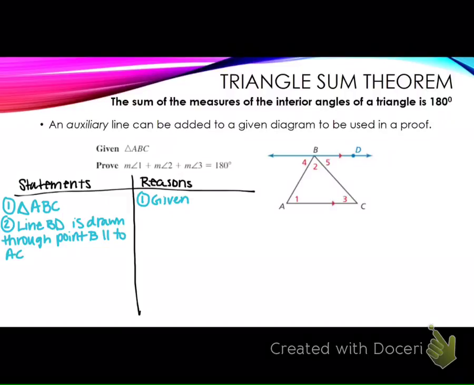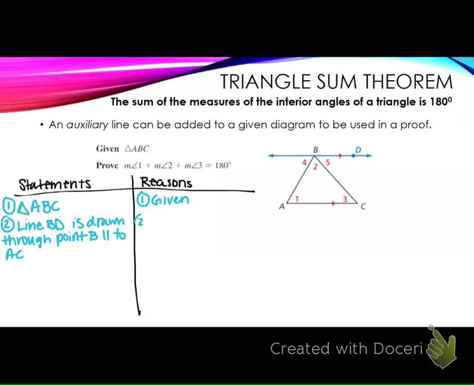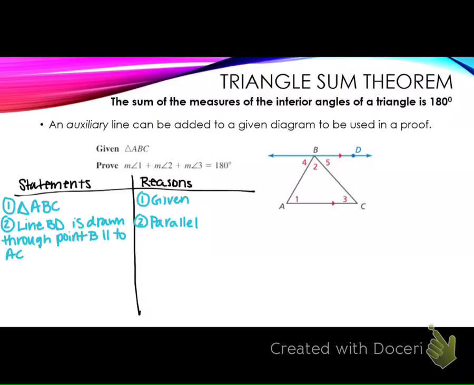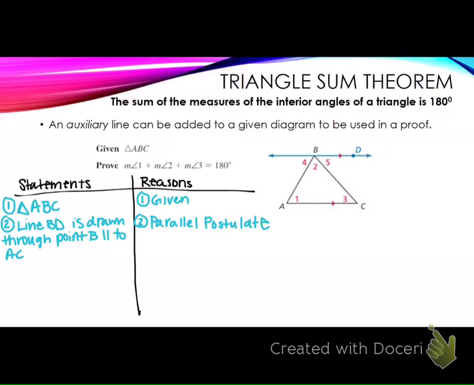You can draw any line in that you want that is parallel to another line. This is just by the parallel postulate, because every line has another line that is parallel to it, right? You can find another parallel line if you want to. So that's something new to you guys. You are allowed to add lines into proofs.